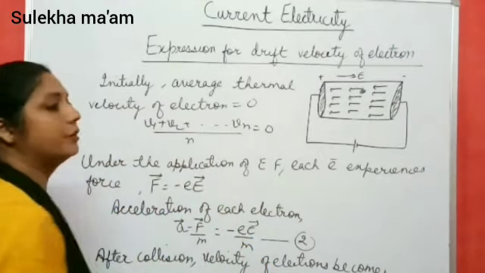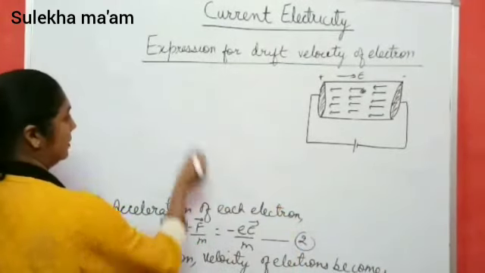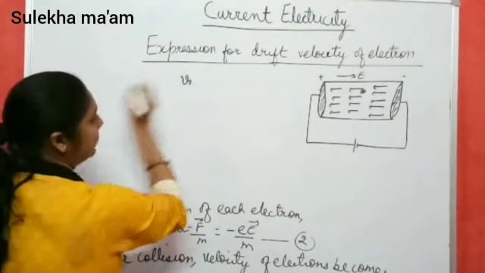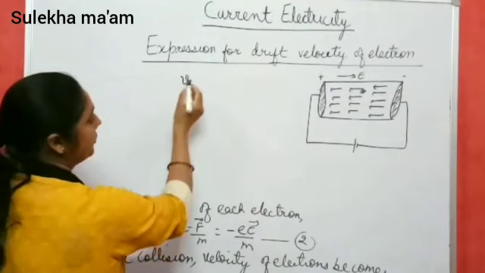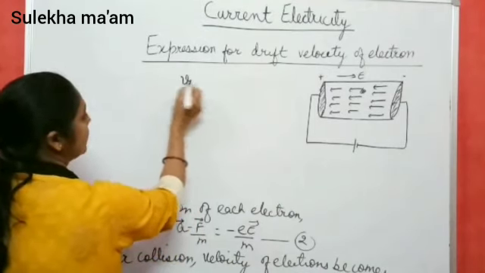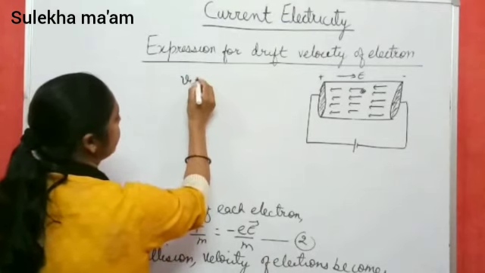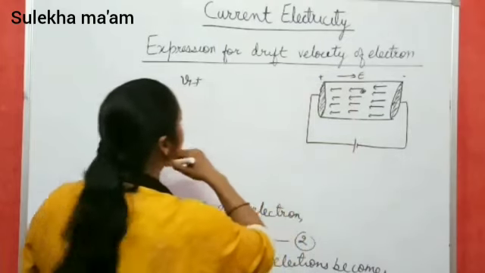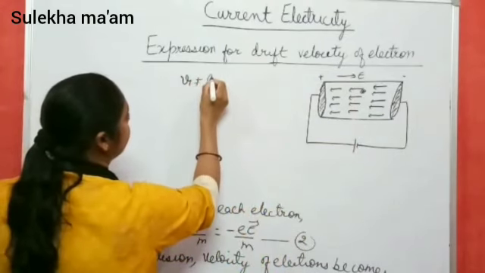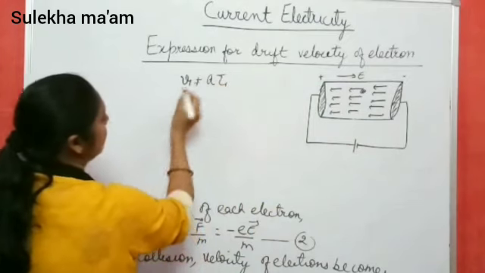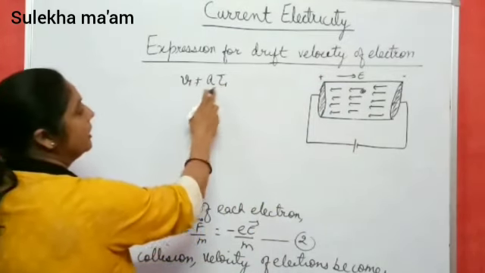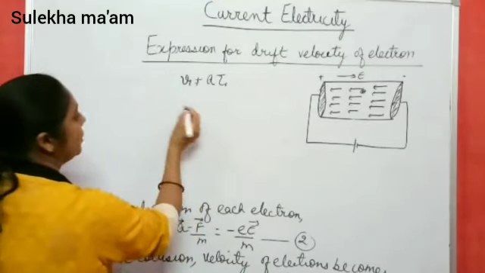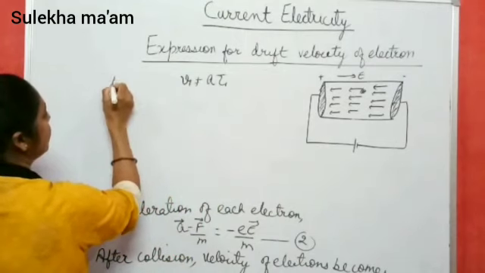Final velocity of the electron becomes what? Suppose you take the first electron. Its initial velocity is v1, and its final velocity becomes v1 plus the acceleration gained due to the applied electric field, and that increased velocity is a tau 1. So v1 plus a tau 1 is the velocity of the first electron after collision.